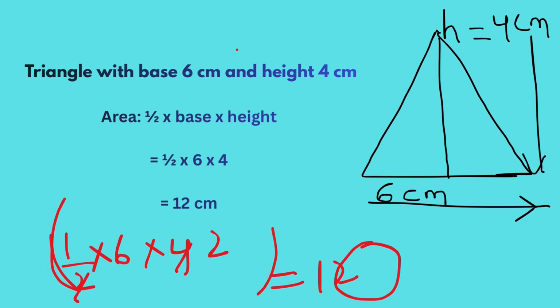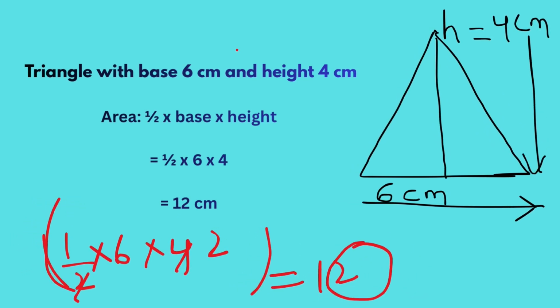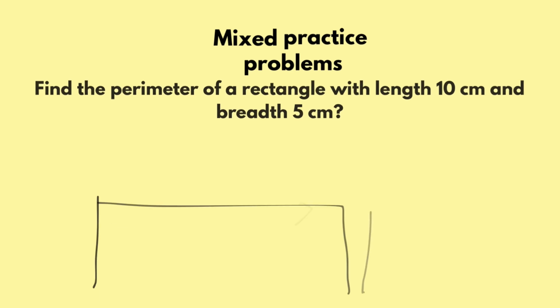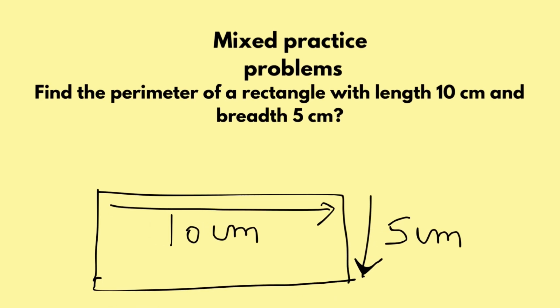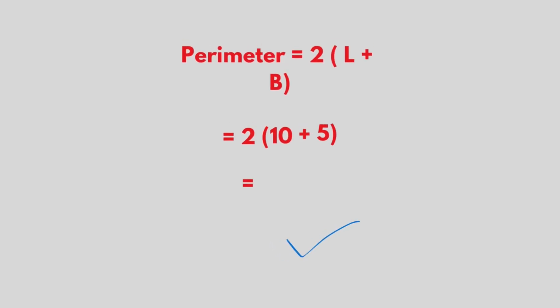Okay. Now we understand a few mixed problems. We have to find out the perimeter with the length given as 10 centimeters and the breadth 5 centimeters. So what is the perimeter of a rectangle? 2 multiplied by length plus breadth, and length is already given here as 10 centimeters plus breadth 5 centimeters. 10 plus 5 is 15. So 2 multiplied by 15 is 30 centimeters, the perimeter of this rectangle.